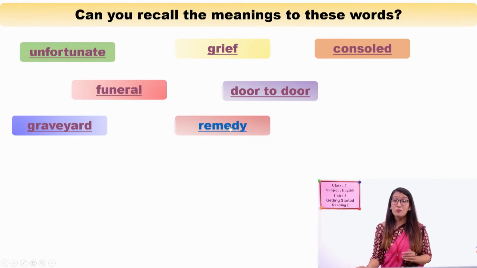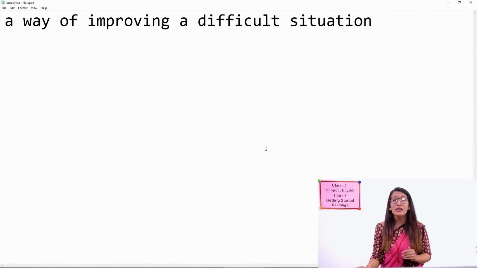Now next word is remedy. What's remedy? It's a way of improving a difficult situation. What is the remedy of my toothache? It's to take a medicine. So it's a way of improving a difficult situation.